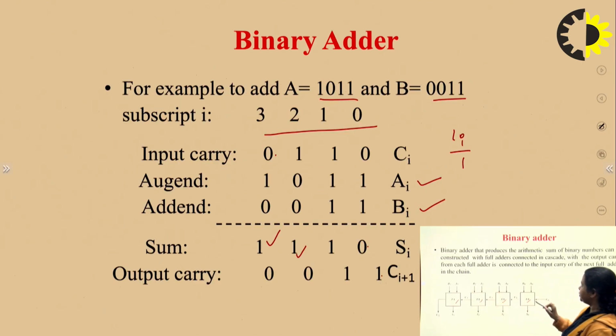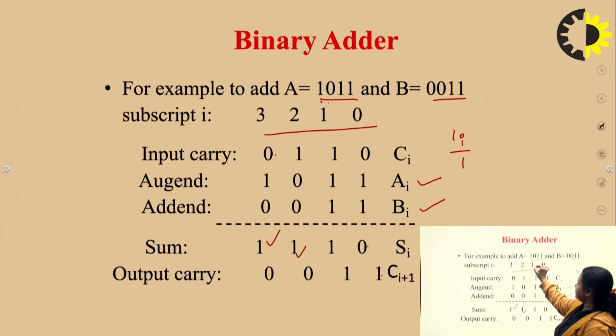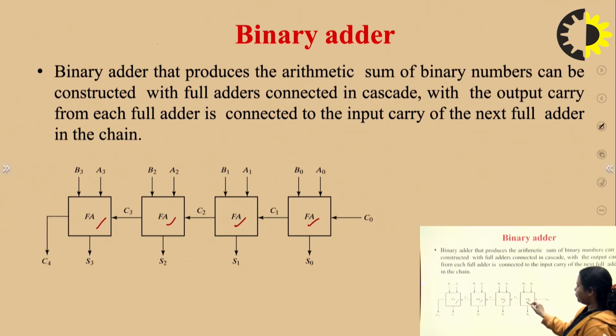This A0, B0 is basically what? These are the bits. B is divided into B0, B1, B2, B3, and A is divided into A0, A1, A2, A3, right? So this is fed to a full adder, and initially we take carry C0 as 0, and then whatever carry is generated from this part is fed to this. Whatever carry is generated from this is fed to this, like we have done.